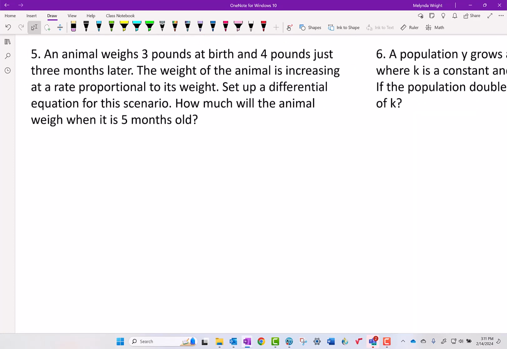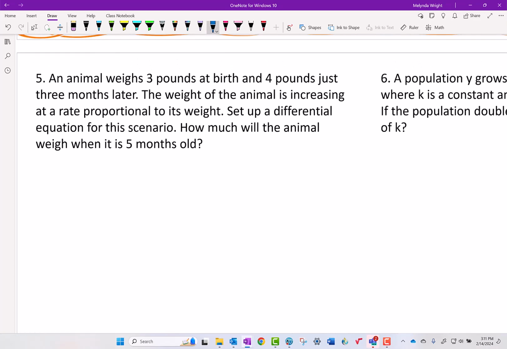All right, here we go. Let's read through this. An animal weighs 3 pounds at birth. What did they just give us? What does 3 pounds at birth mean? Initial condition. I'm just going to circle it and write initial condition to help me when I read through this. I would suggest you do something like that too. And 4 pounds just 3 months later. This is an additional point that apparently we need.